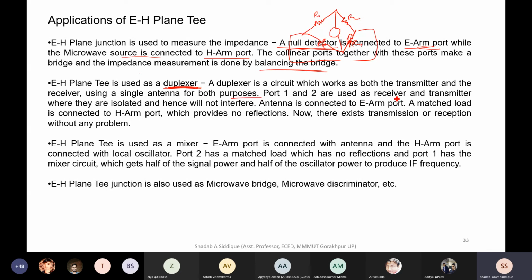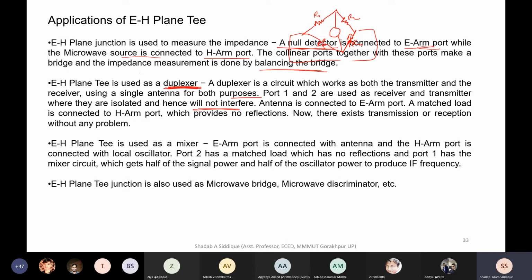Port 1 and port 2 are used as receiver and transmitter, where they are isolated, and hence will not interfere. The antenna is connected to the E arm port, and a matched load is connected to the H arm port, which provides no reflection. So now transmission or reception exists without any problem. You can find many videos on YouTube or the internet; just search the keyword EH plane T used as a duplexer, and you will find the configuration, which is connected in this way.